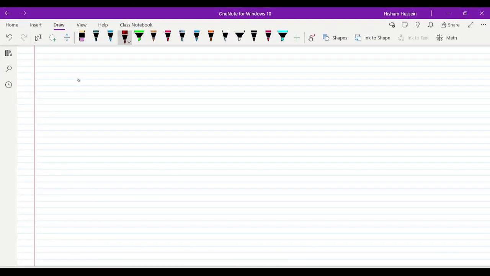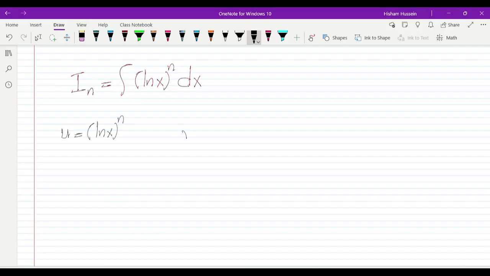Another reduction formula, like I_n equals the integration of (ln x)^n dx. Here, we need not do any splitting. Why? We'll apply the integration by parts technique. u will be (ln x)^n, v' will be 1. So u' here will be n (ln x)^(n-1) times the derivative of what's inside. Derivative of ln x, it's 1 over x.